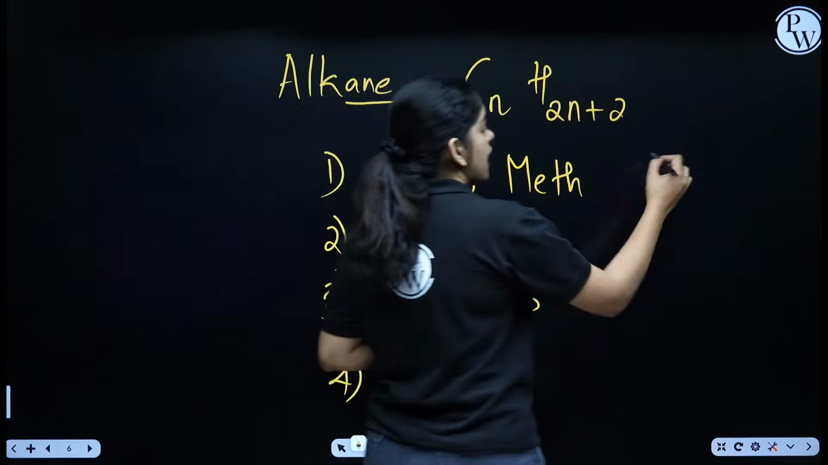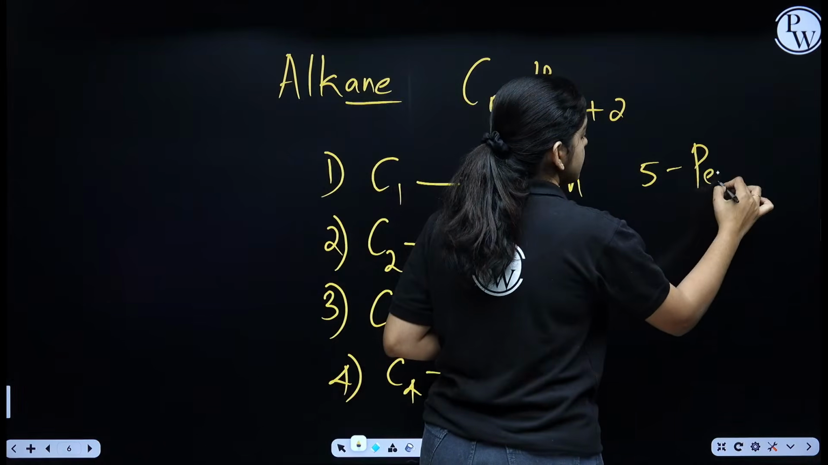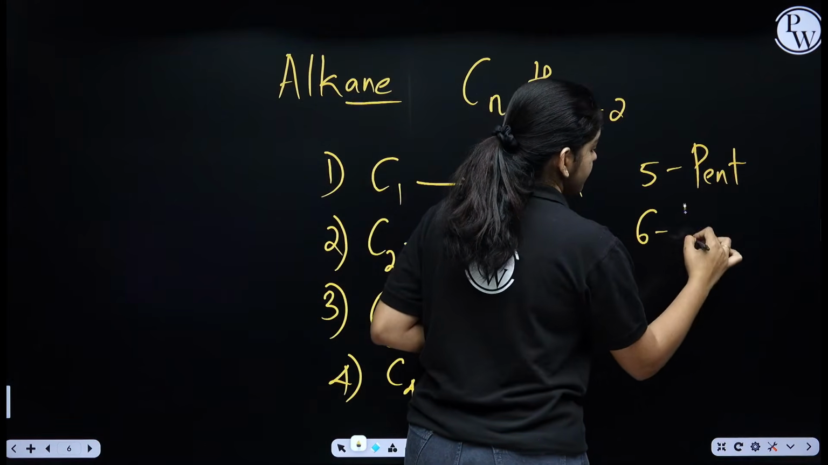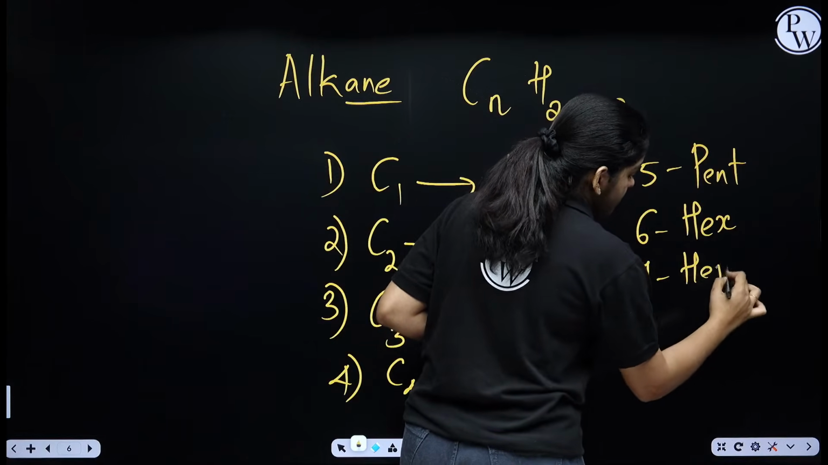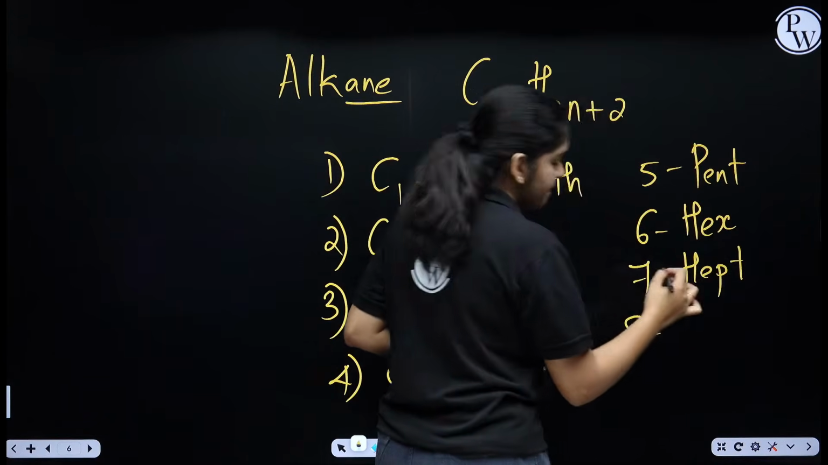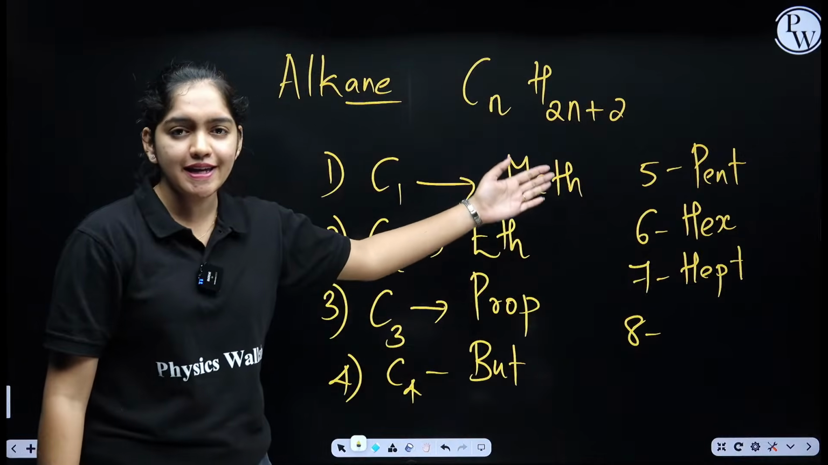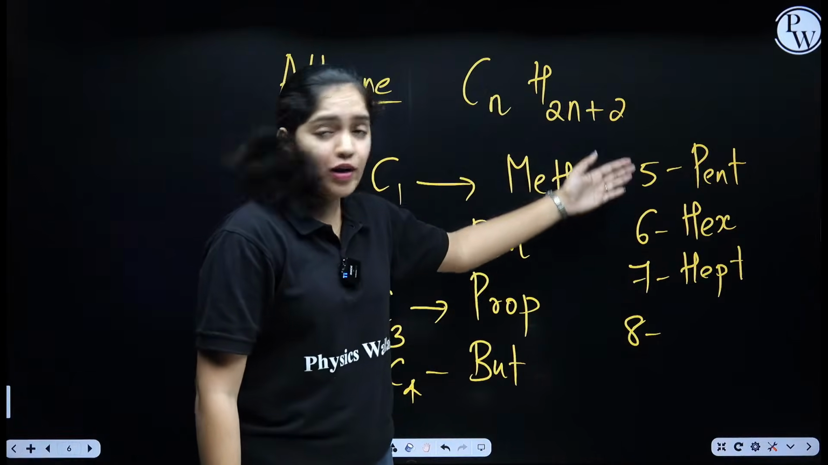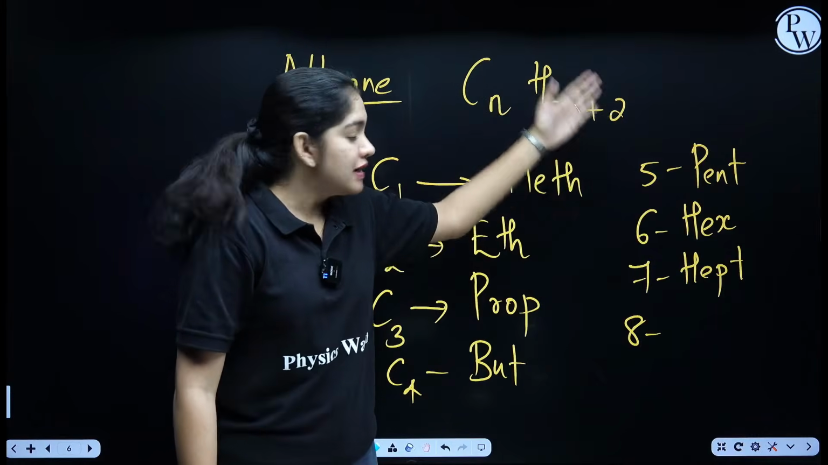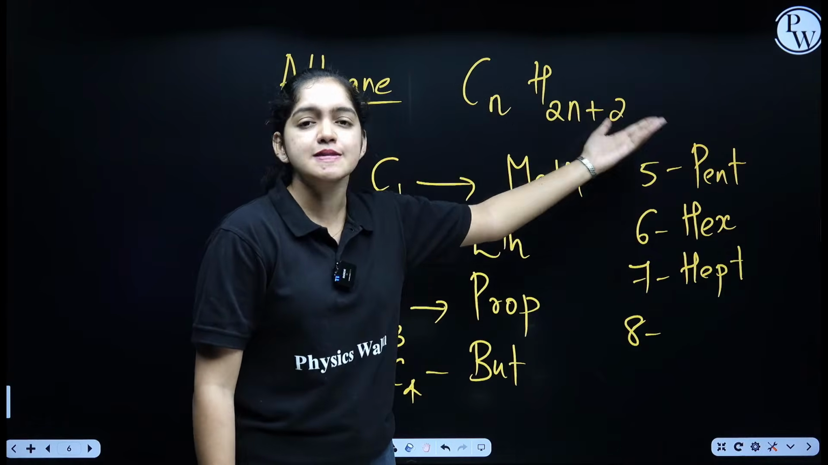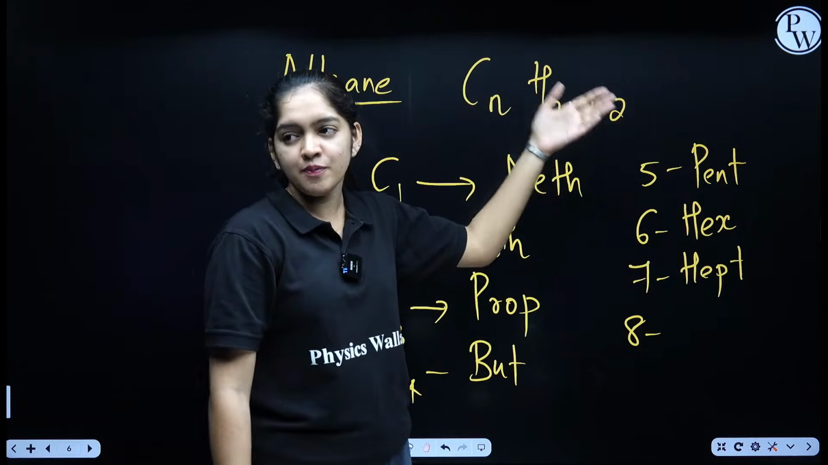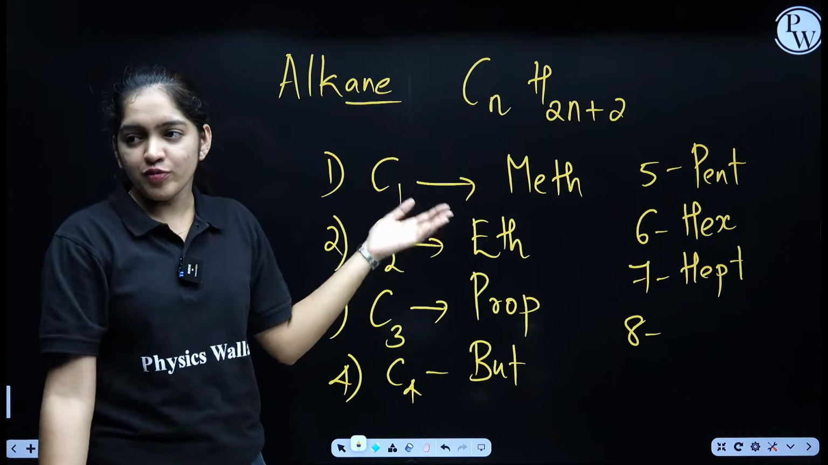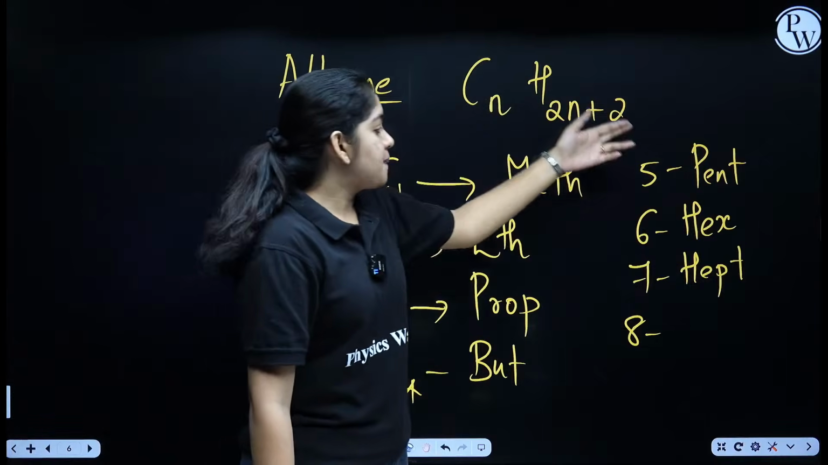Then if it is 5, it will be what? Pent. 6, it will be hex. 7, hept. 8 we all know, right? In maths also, after 5 it is very easy. We have learned polygons, right? The same thing we are going to learn here also. If a 5-sided shape is there, what? It is pentagon. Like that. Yes, very good. So methane, ethane, propane are the names of the alkanes. Pent, hex, hept.